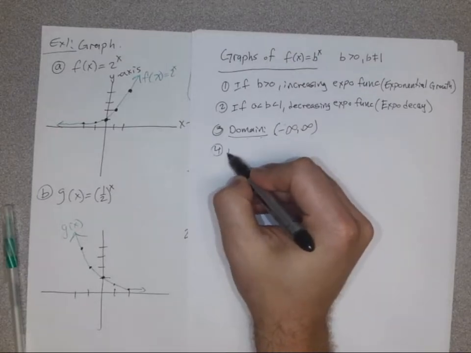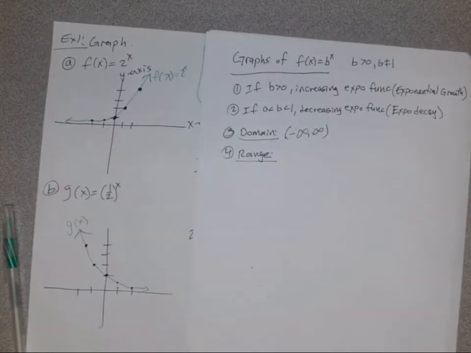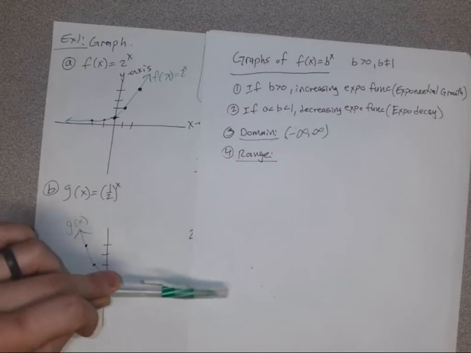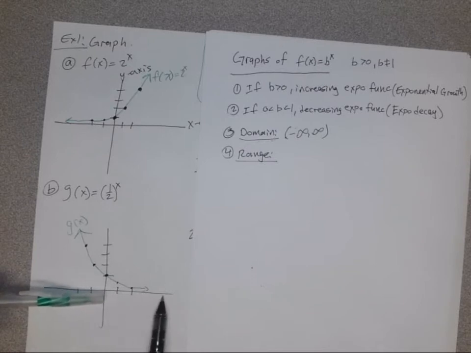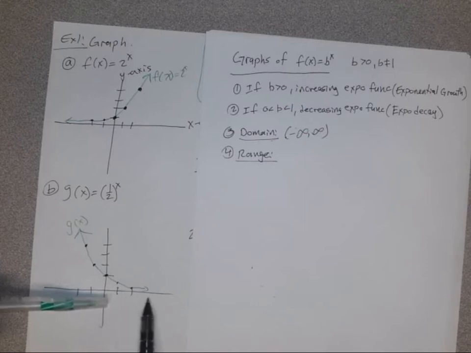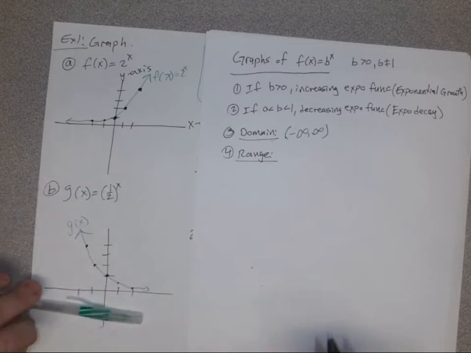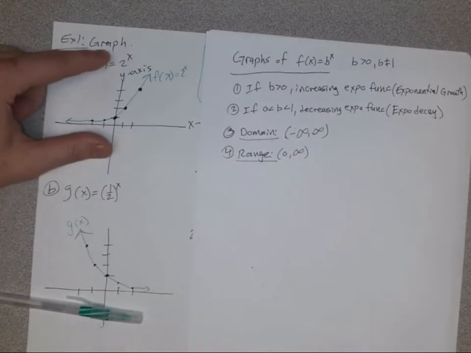Number 4 is the range. Go ahead and pause and try to do that yourself. Remember that the range is a set of y values, so you need to come up here on the y-axis and see what values we use. Notice this graph is going forever in this direction, and it's never coming down here to the negative side. So this is what's called an asymptote, the horizontal asymptote. So it's never going to touch this line, which is 0. So your range is 0 up to infinity, and we're not including 0 because that is an asymptote, which we'll write here in a second. And notice it's the same for up here too.